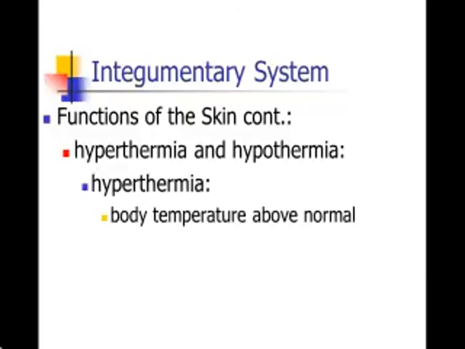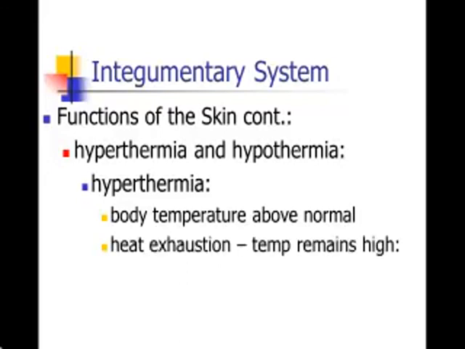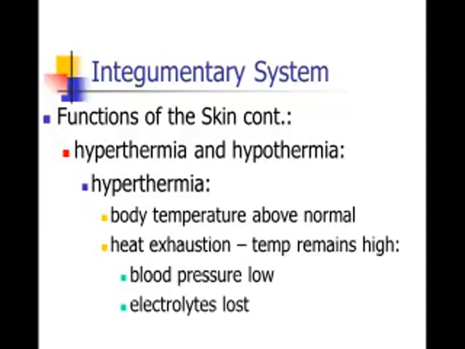So hyperthermia is a body temperature that's above normal. There are a couple of degrees of this. One degree is heat exhaustion, and in heat exhaustion your temperature remains high, and there are a couple of results of this. Blood pressure drops and electrolytes are lost. Electrolytic imbalance can have rather dramatic effects on a person.